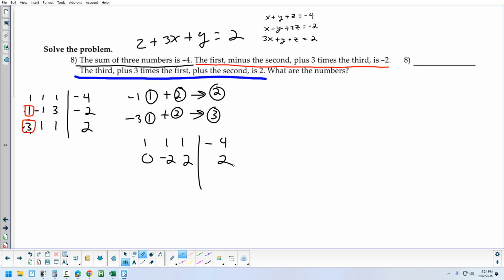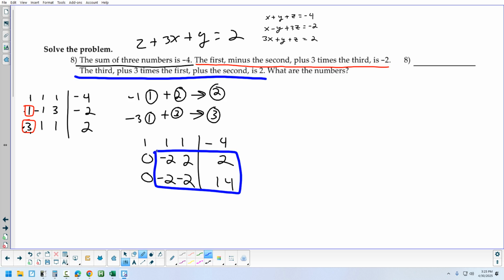Okay, so now multiply by negative 3 and then add to row 3. What's 1 times negative 3? Negative 3. Plus 3? 0. And 1 times negative 3? Negative 3. Negative 3 plus 1? Negative 2. The next one's also going to be a negative 2 because it's the same number. And then multiply negative 4 times negative 3? Positive 12. 12 plus 2? 14.